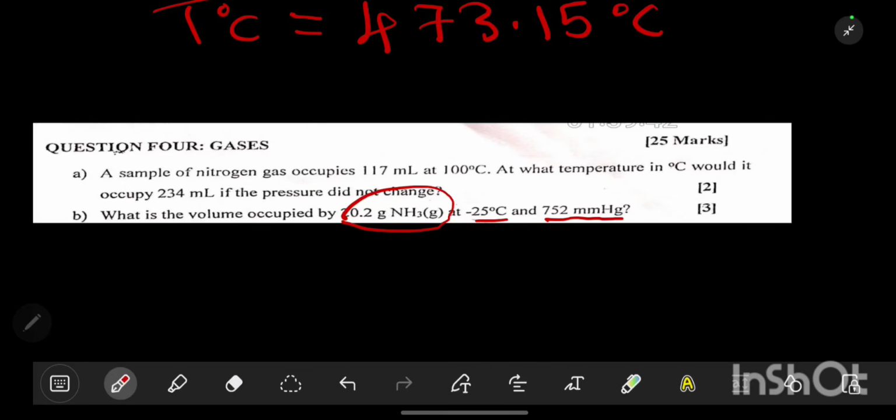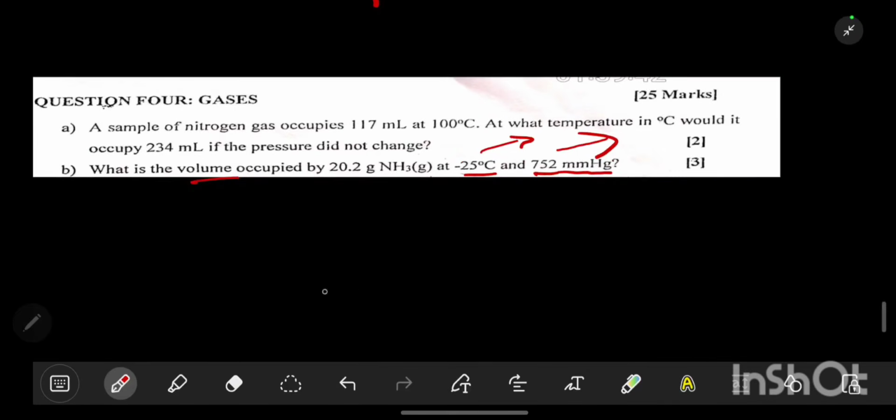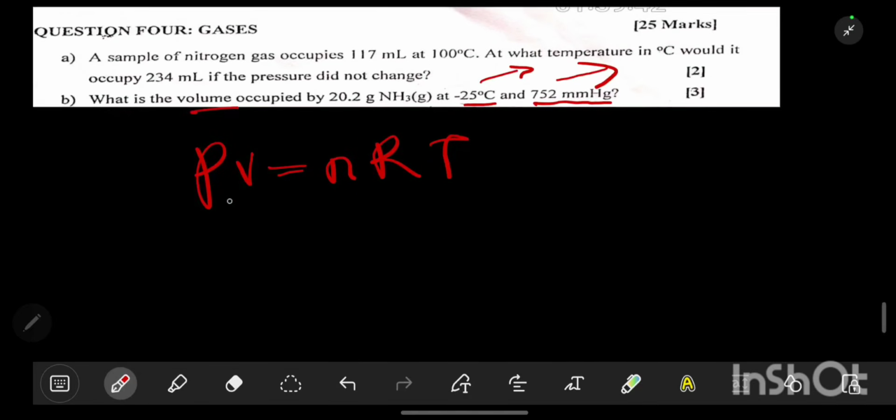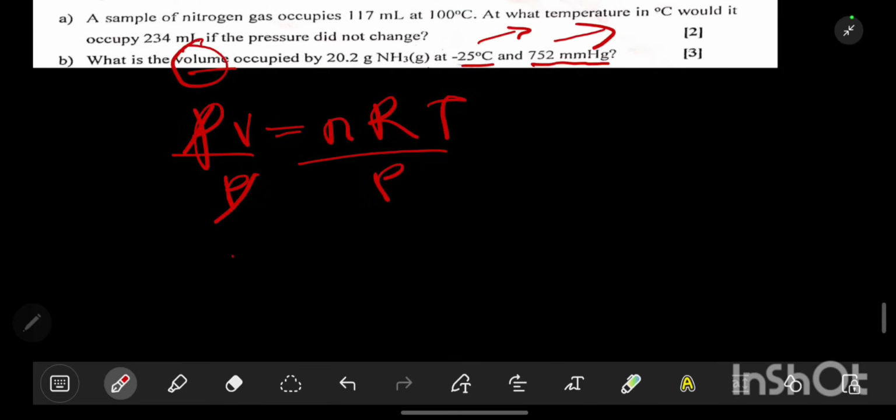So to answer this question, if they have given you the volume, the temperature, and the pressure, just think of the ideal gas law. So we know that PV should be equal to nRT. So dividing by P to make the volume the subject of the formula, we are going to end up with V is equal to nRT over the pressure, like that.